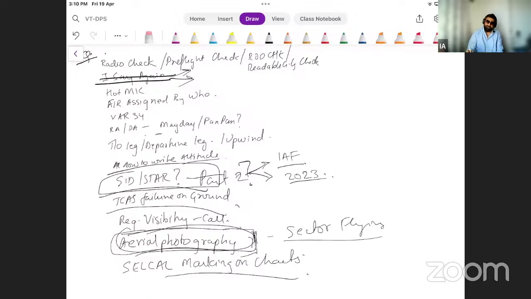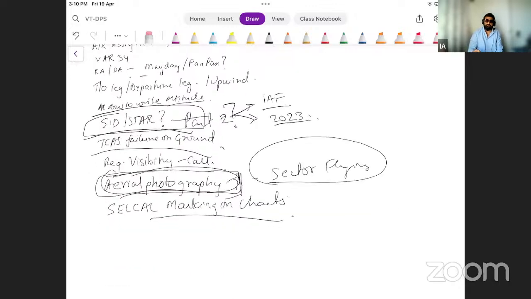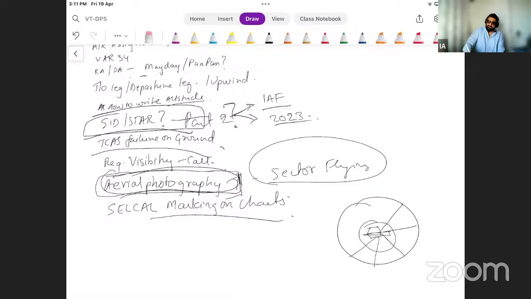But your startup and everything would be with respect to sector flying only. This is the kind of flight where you don't have a destination. Your departure and arrival are both the same aerodrome. So you'll just take off and go in that sector. Now, what is a sector? If this is my ground station, my runway, the aerodrome, then all these radials become my sectors, whatever I choose. Radials are magnetic directions from the station. So it is just like 090, this will become 135, this will be 180, this will be 270, and so on. If you want to do photography in this area, which is within, let's say, 35 DME to 50 DME.